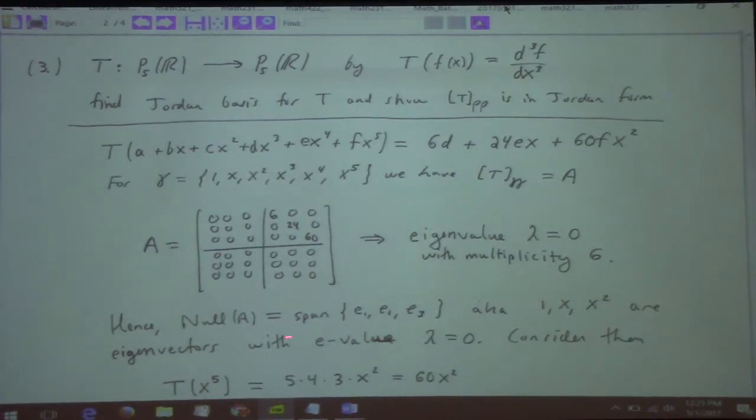It's pretty obvious that the eigenvectors here are e1, e2, and e3. Because if you set this equal to 0 and calculate the null space, it's going to force the last 3 components of your vector to be 0, and it's going to leave the first 3 free. That is entirely unsurprising when you trace back what that means in terms of polynomials, because of course 1, x, and x squared are killed by the third derivative. So these are eigenvectors with eigenvalue 0 for the third derivative operator.